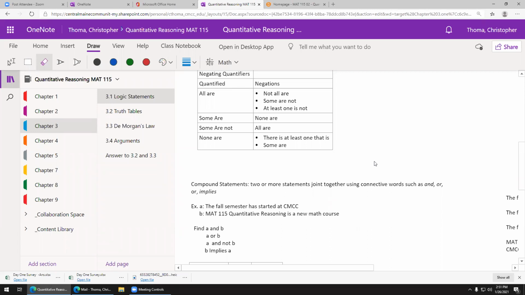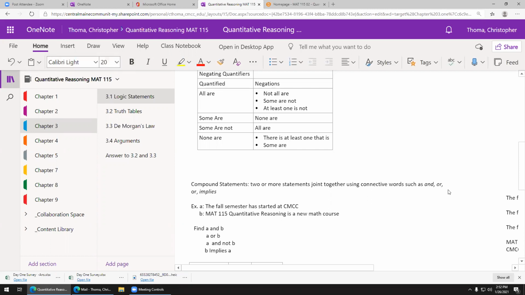A compound statement is just 2 or more statements joined together using our favorite words that we've already learned, and some we learned new today in chapter 2: and, or. It's challenging writing logic statements with proper grammar. So our logic statements will either be an and statement, an or statement, or an implies statement. The implies is our new one. We talked about and, or, and not. I guess I could add not in here, because that also can make a compound statement.